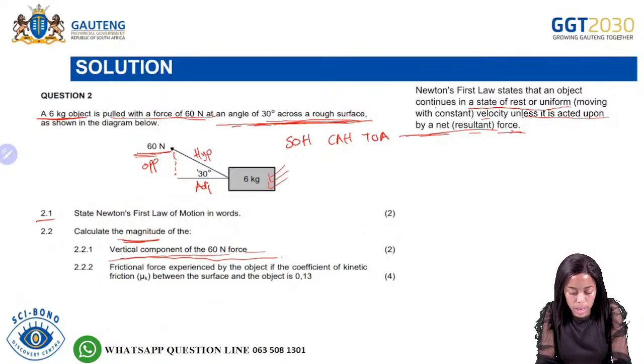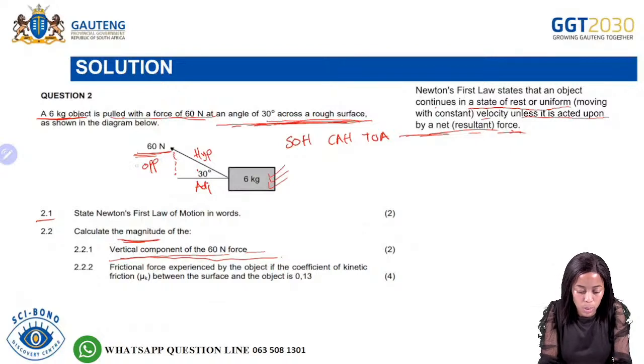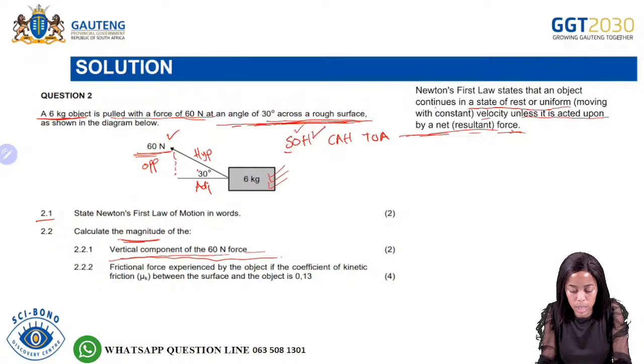Okay, so what is it that you can use? We have the hypotenuse, it's given as what? As 60 Newton, and then we are looking for the opposite side. So which one would be best to use? Having the hypotenuse and looking for the opposite, so it means that we can use what? We can use sine theta.